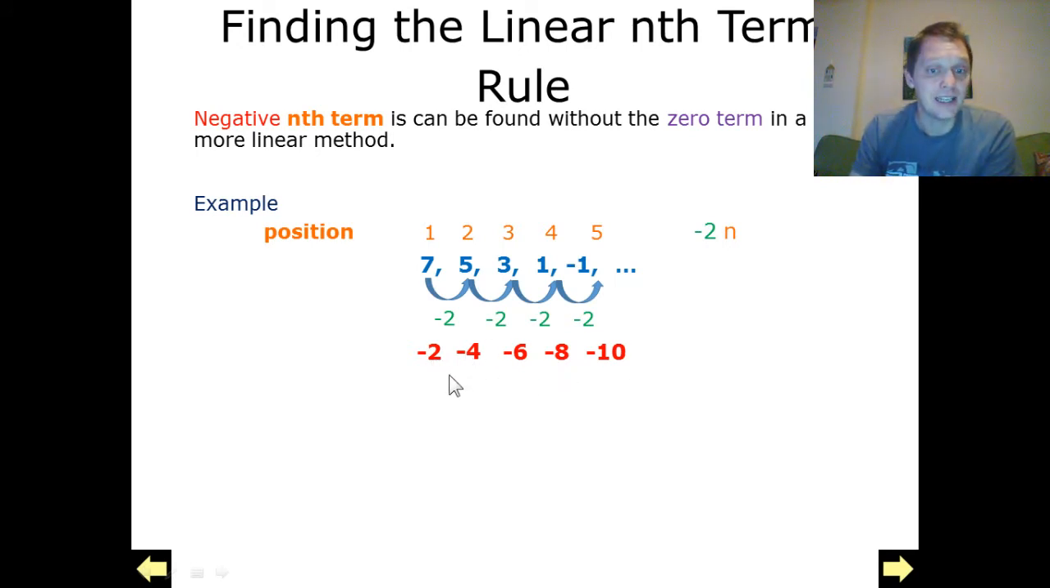I'm going to do the exact same method where I'm going to look how to get from these numbers to these numbers. And each time, to get from minus 2 to 7, I've got to add 9. To get from minus 4 to 5, I've got to add 9. And it works for all the rest of them. So I just plug this plus 9 onto the end of my minus 2n, and that has again given me my nth term rule.